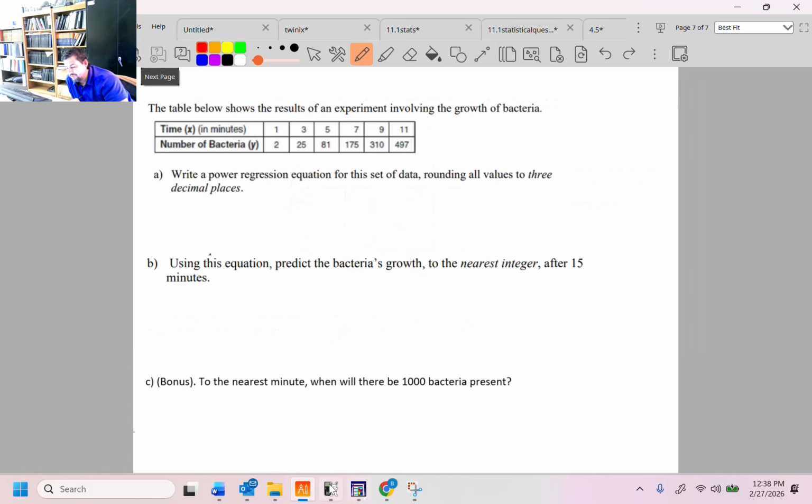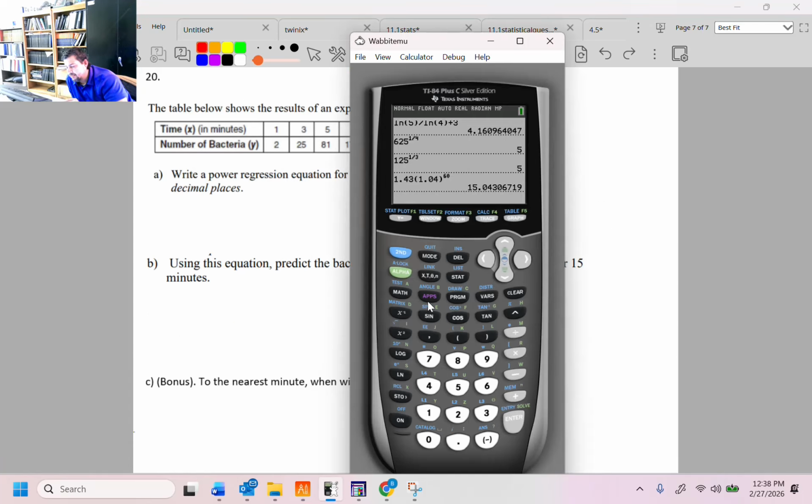The table shown below is the result of an experiment involving the growth of bacteria. Let's see, stat, edit. Oh, the bell rang. They're just going to have to wait. That's all I can tell them.